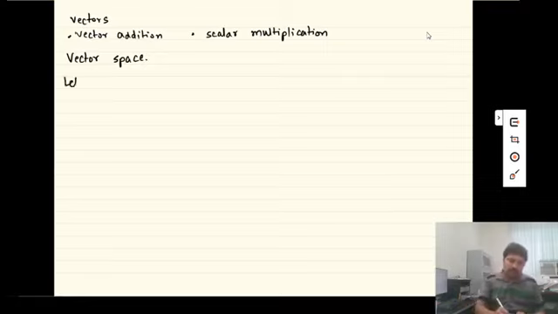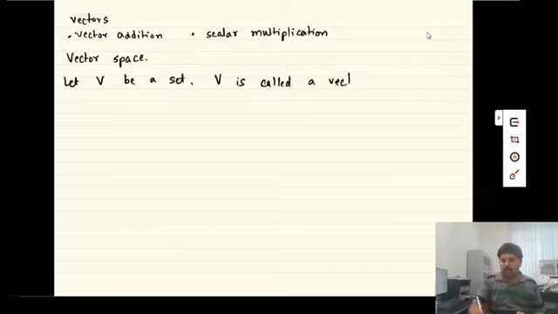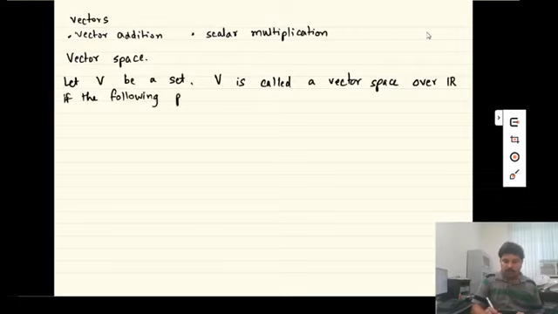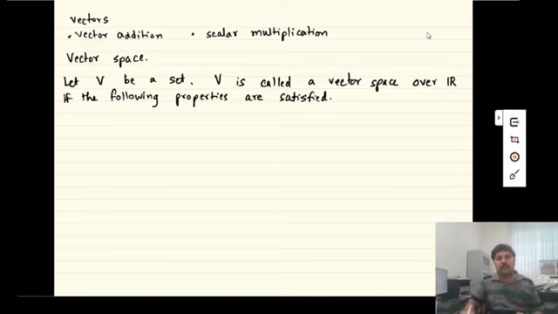vector space. So let V be a set. This set V is called a vector space over the set of real numbers R if the following properties are satisfied. So what are the properties? The properties that are to be satisfied are the following.